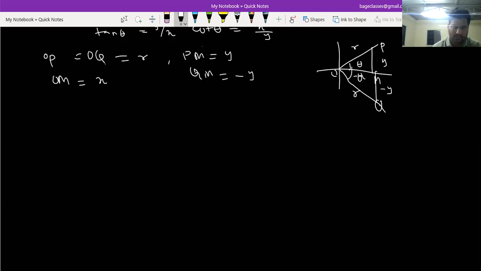So in triangle QOM, we can define sine of minus theta.